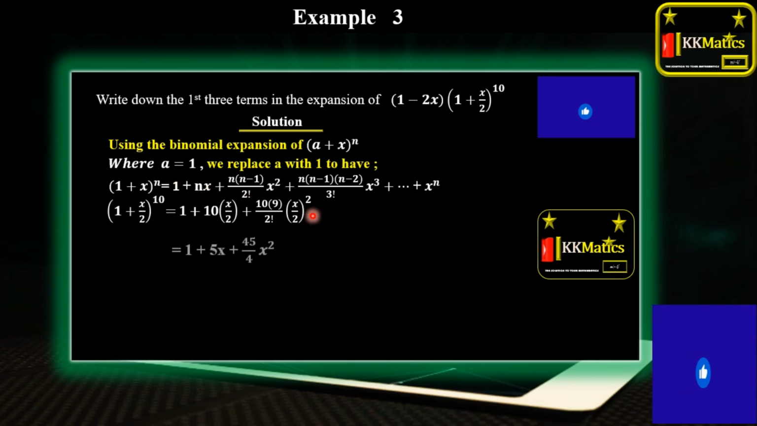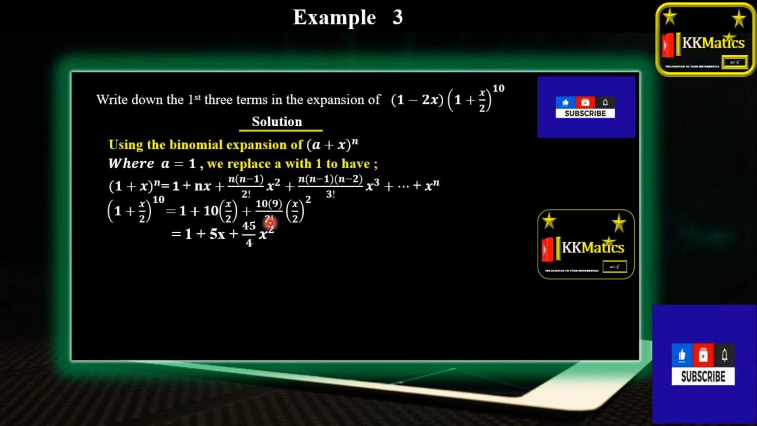So we do that. We know that 10 divided by 2 gives us 5x. Okay, so 2 goes into 2 and 5. And then we also know 2 factorial is 2, because that's 2 times 1, which is 2. And we know 2 goes into 10, that makes it 5. And so 5 times 9 gives us 45, all divided by 4, and that's what we have there.